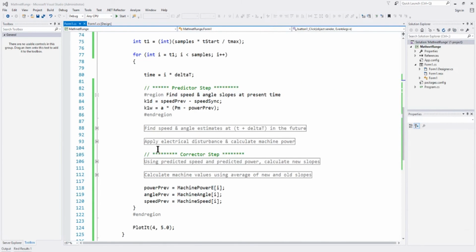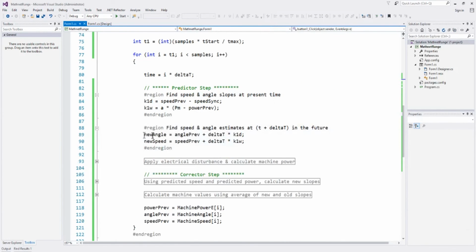So now that we've got the slopes, we can go out to T plus delta T and get estimates for the angle and the speed. We'll call them new angle and new speed. It's equal to the initial angle plus delta T times this slope. So you can see we're solving for angle and speed simultaneously, and we are going out to this new T plus delta T and getting new estimates for angle and speed.